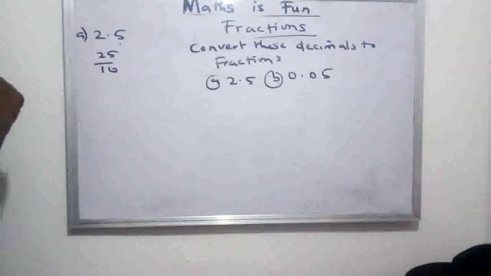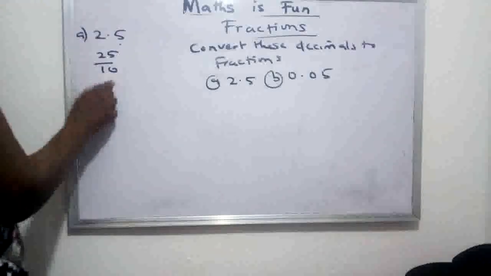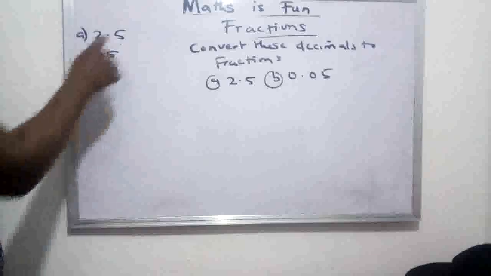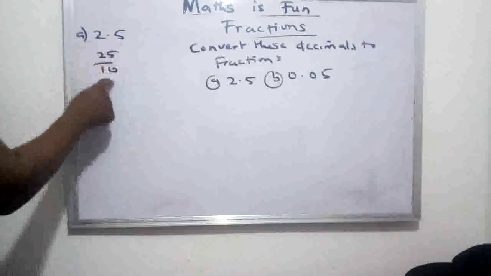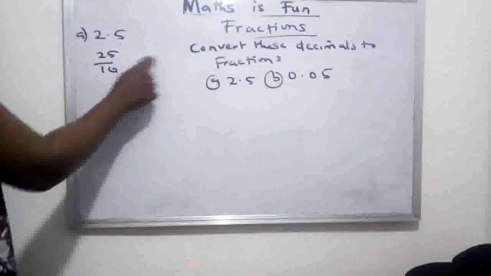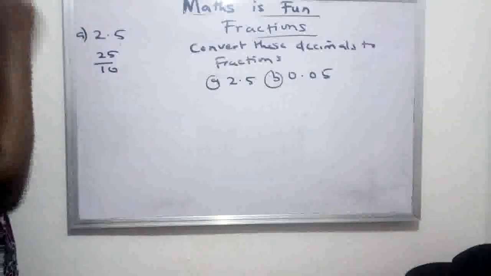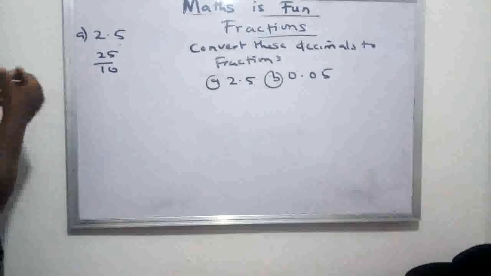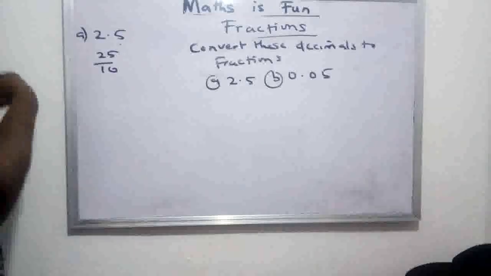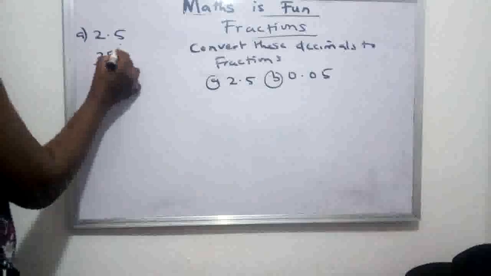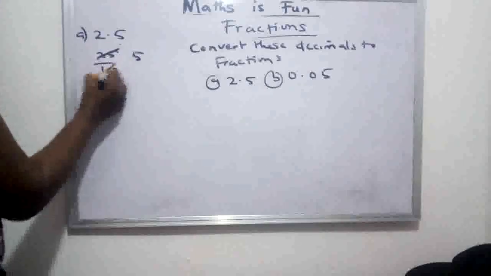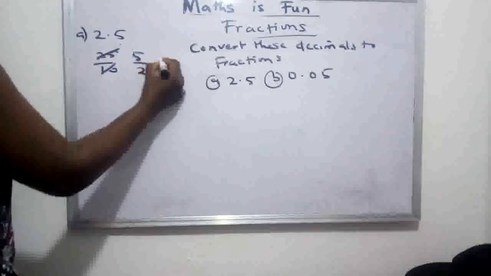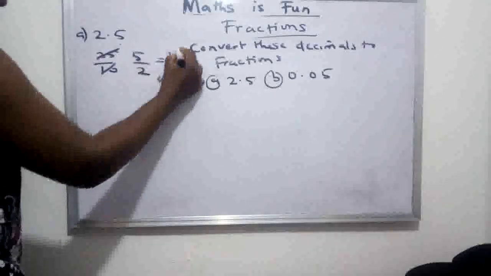The way I explain this is that this 0 here means that there's just one number after the decimal point. If you have two numbers after the decimal point, then you have two zeros. If you have three numbers, you have three zeros, and so on. 25 over 10, there's a number that can divide both, which is 5. So 5 divided by 25 gives us 5, and 5 divided by 10 gives us 2. You can leave it like this as an improper fraction, or if you convert it to a mixed number, 2 and 1/2.